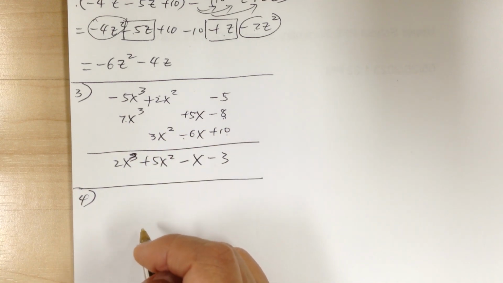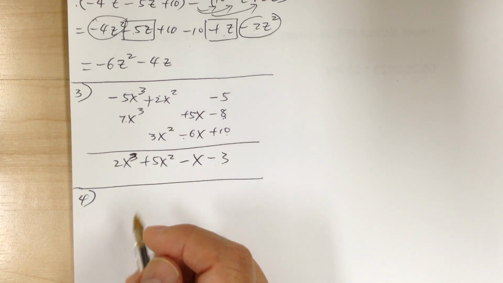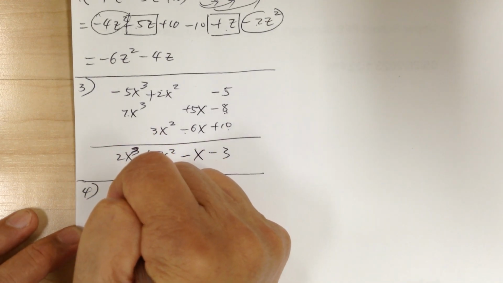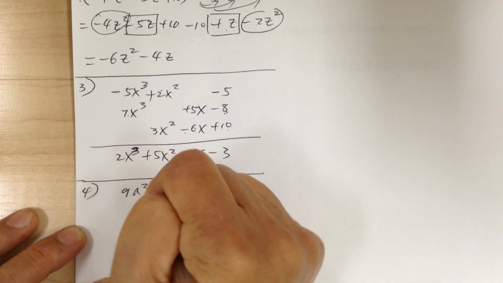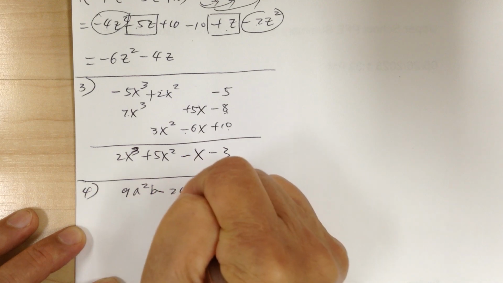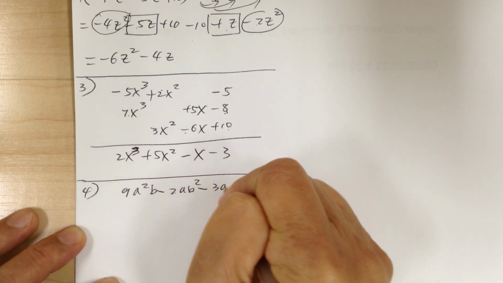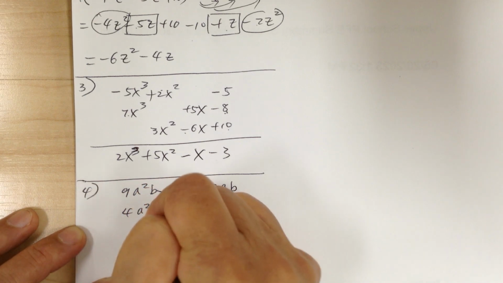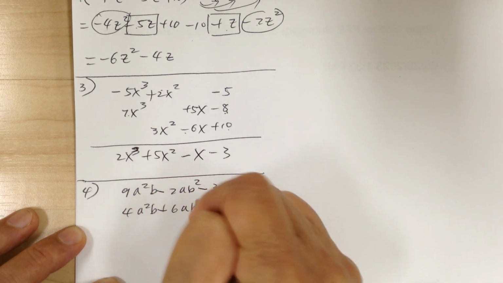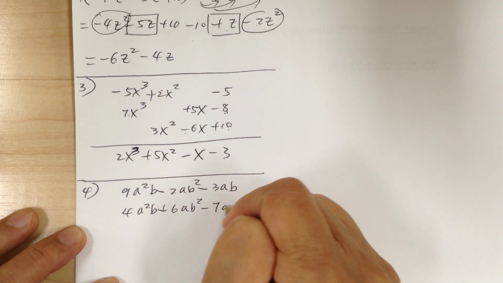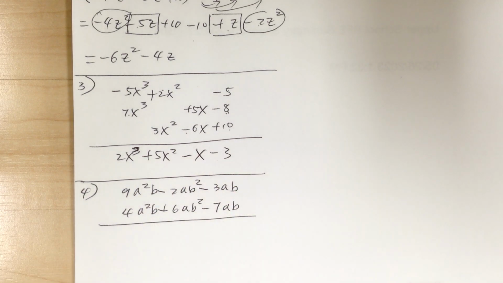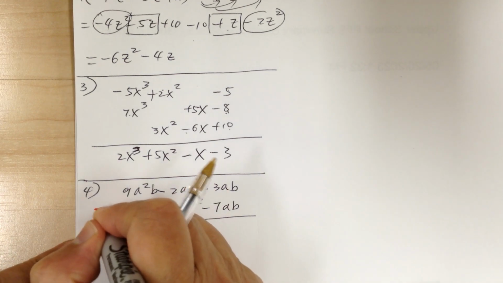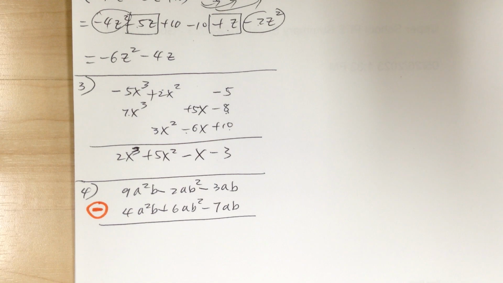Okay, next one, number 4. This is a subtraction. So you've got 9a squared b minus 2ab squared minus 3ab, and you've got 4a squared b plus 6ab squared minus 7ab. So this one you want to do subtraction. When you do the subtraction, you have to be extremely careful. So I'm going to put subtraction over here to remind myself that I need to subtract every term.